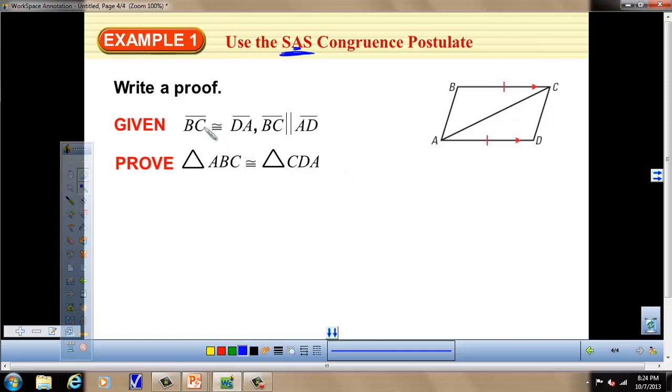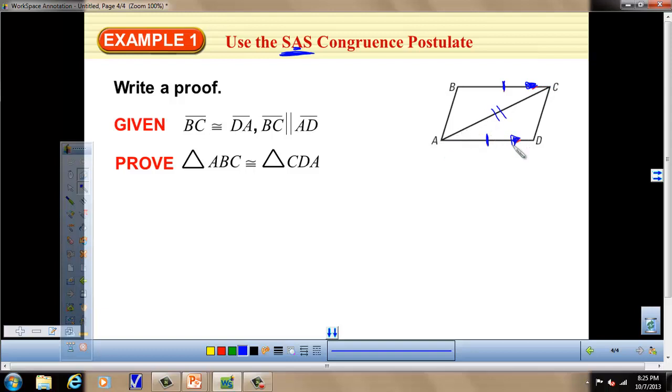In the figure, you notice the given is already marked. We have BC is congruent to DA, and that's shown here and here. And then we have BC is parallel to AD, and that's shown here and here. I call this a side-by-side type of picture, where we have the two triangles, they share a common side. So we would also want to mark that AC is congruent to AC by reflexive property.